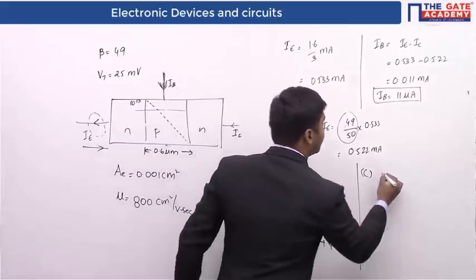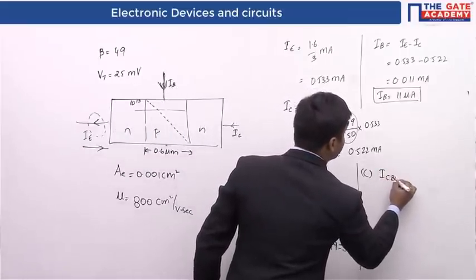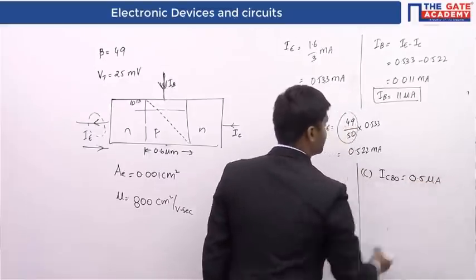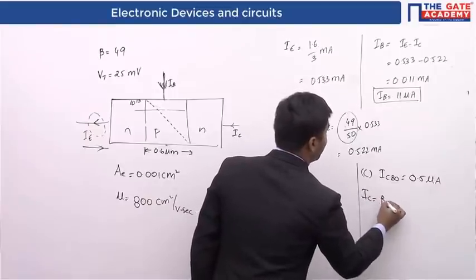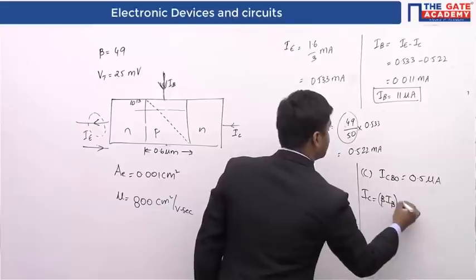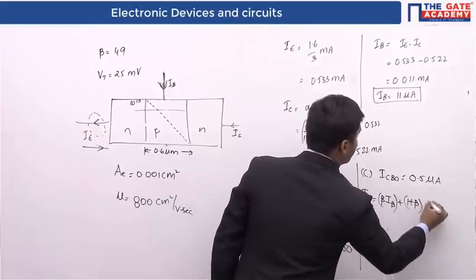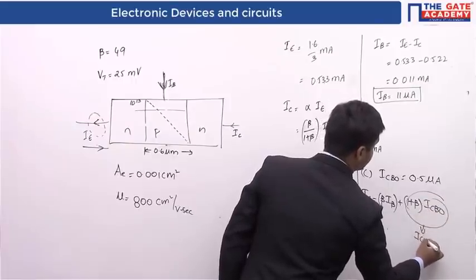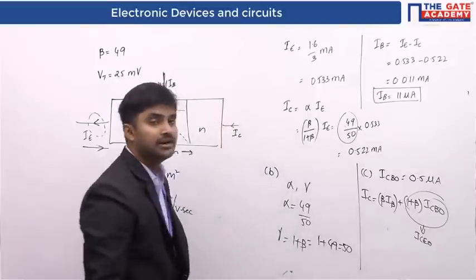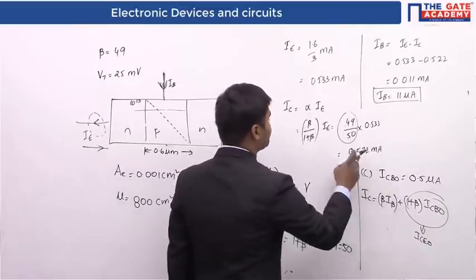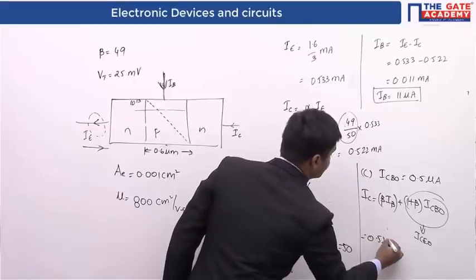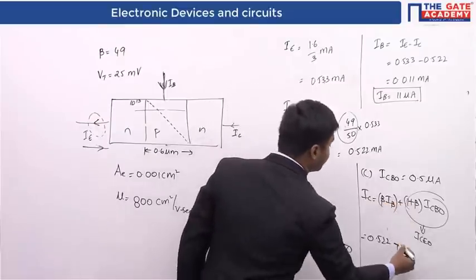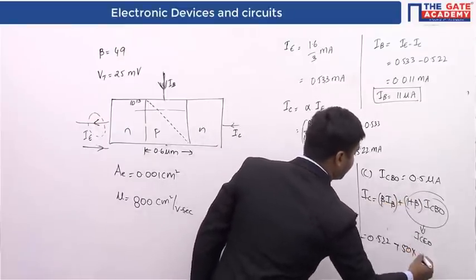In this part it is already given that the reverse saturation current in common base is equal to 0.5 microamperes. So IC is going to be beta IB plus 1 plus beta into ICBO. This is nothing but the reverse saturation current in the common emitter configuration. IB we already know, and IC is 0.522 milliamperes plus ICEO. What is that? 1 plus beta, which is 50, multiplied by 0.5.